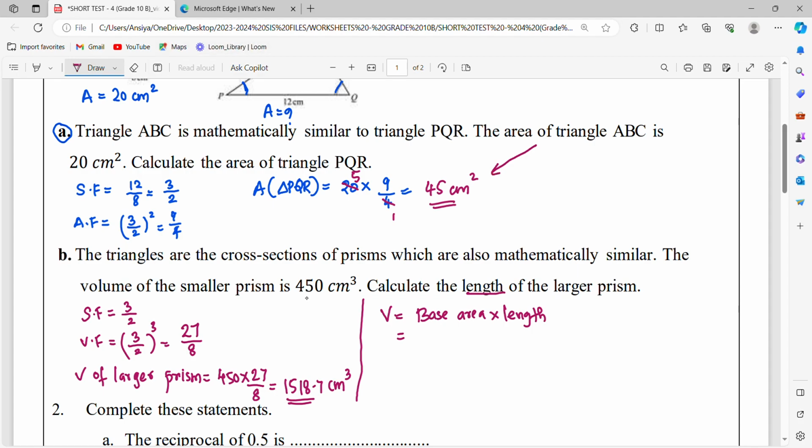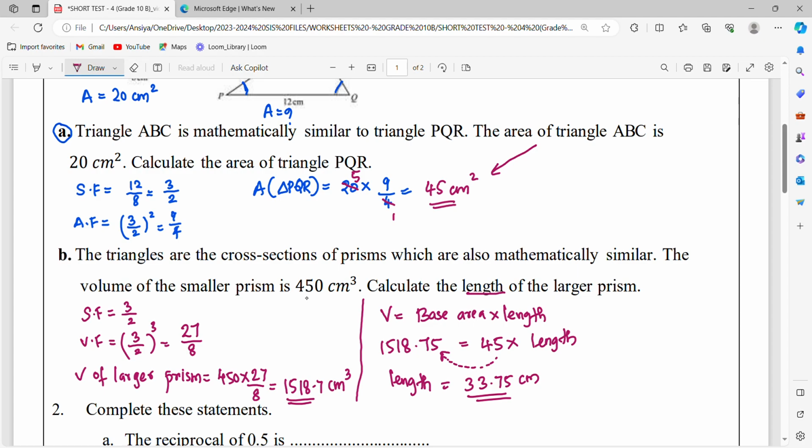Okay, we know the volume now. We just got the volume, that is 1518.75, which is equal to base area, which we know from the previous question is 45, times length, the unknown. So how do we find the length? 45 will go to the other side for division. So length is equal to 1518.75 divided by 45, which is 33.75 centimeters.